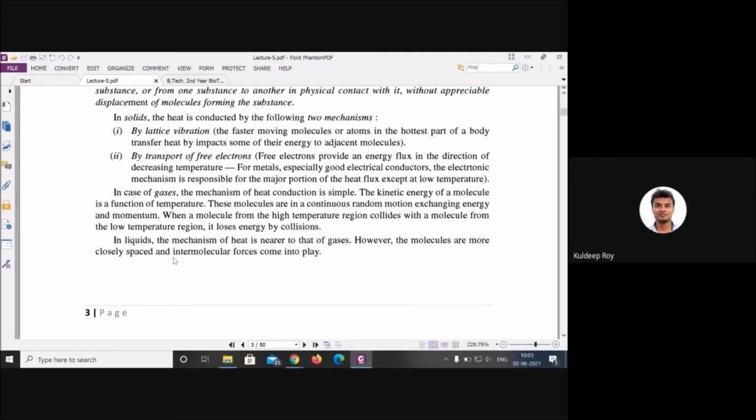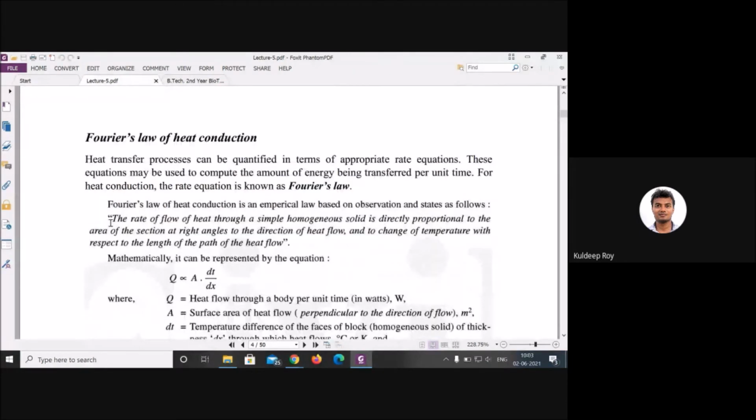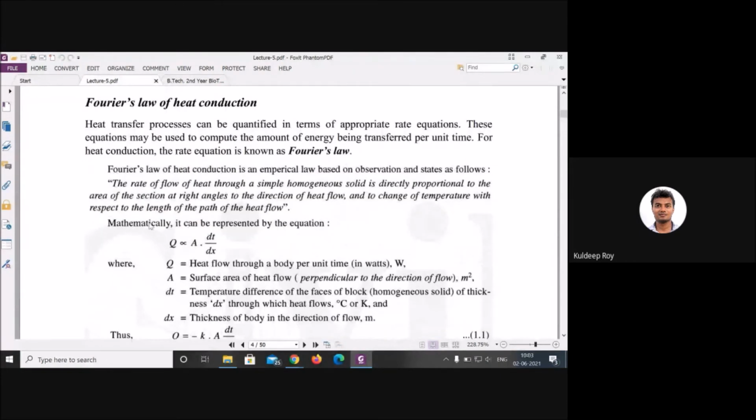Now this is the very famous law, Fourier's law of heat conduction. Fourier's law of heat conduction: the rate of flow of heat through a simple homogeneous solid is directly proportional to the area of the section at right angles to the direction of the flow and to the change of temperature with respect to the length of the path of the heat flow. What does that mean?